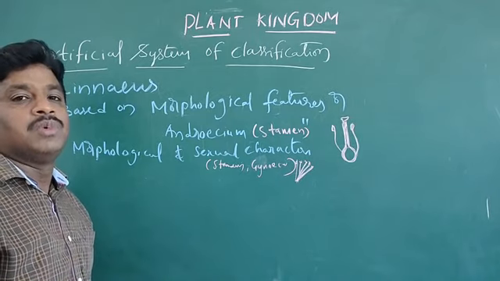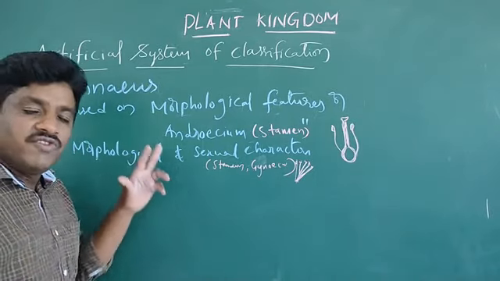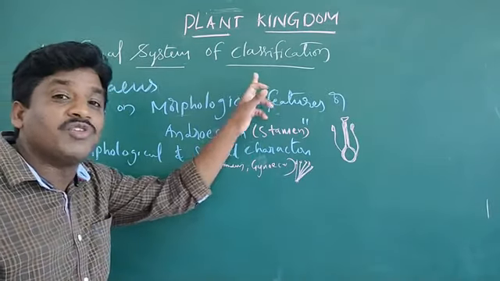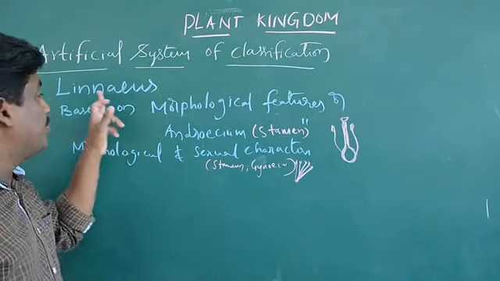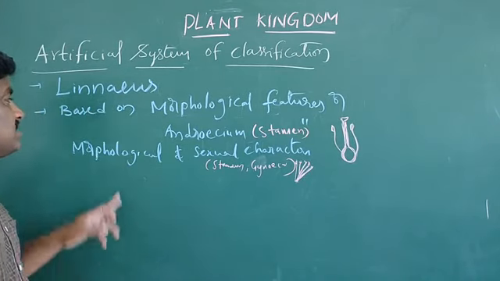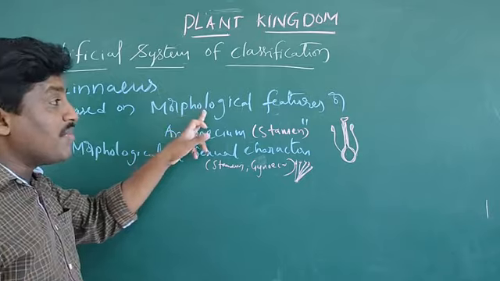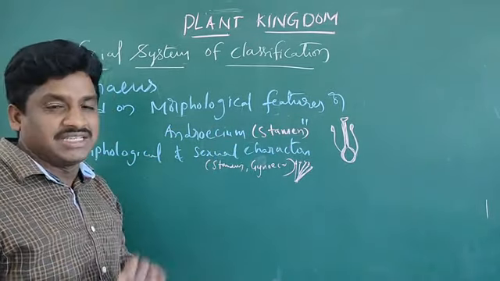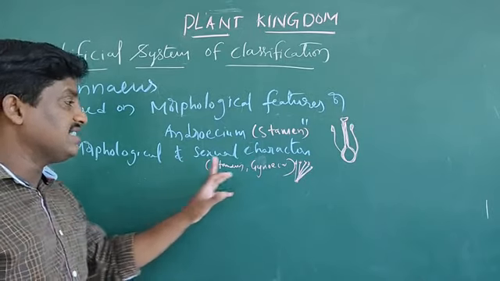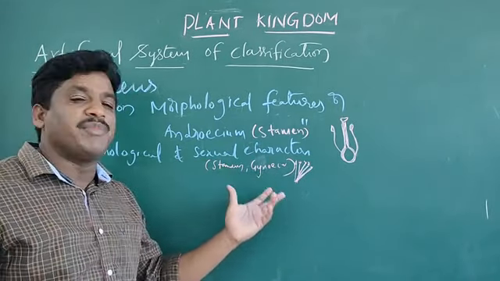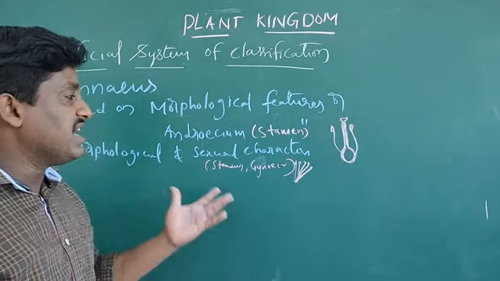After that, some objections came, so their system was not accepted. That's it. So this is the artificial system of classification. Once again, this artificial system of classification was proposed by the scientist Carolus von Linnaeus, simply called Linnaeus. Based on this classification, all the plants were first classified on morphological features or androecium features. Later he gave equal weightage to morphological and sexual characters. Morphological means root and stem, and sexual means stamen and gynoecium. Different kinds of plants have different features, and they are not all the same, so that's why both characters were given equal weightage.